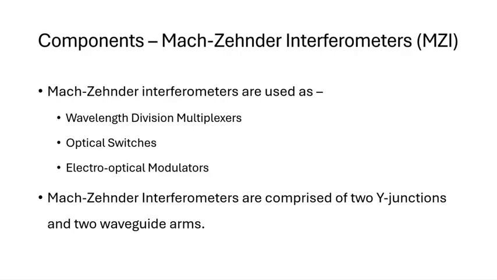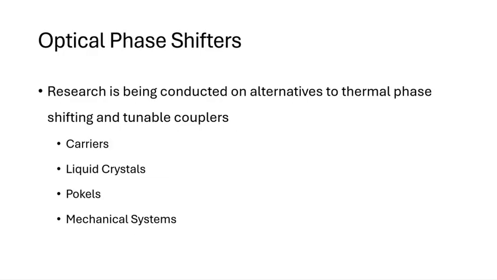Next are the Mach-Zehnder interferometers. Mach-Zehnder interferometers can be used as wavelength division multiplexers, optical switches, and electro-optical modulators, and they are comprised of two wide junctions and two waveguide arms. One of the wide junctions acts as a beam splitter and the other one acts as a beam coupler.